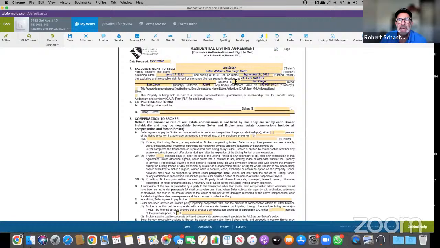And then the next part is you put the address, the city, the county, the zip code, and then of course the assessor parcel number of that home. And where did you get it? Where'd you get that assessor parcel number from?